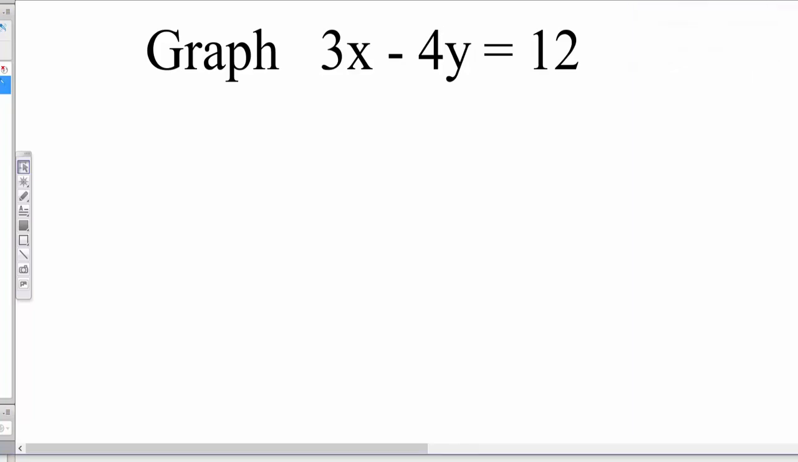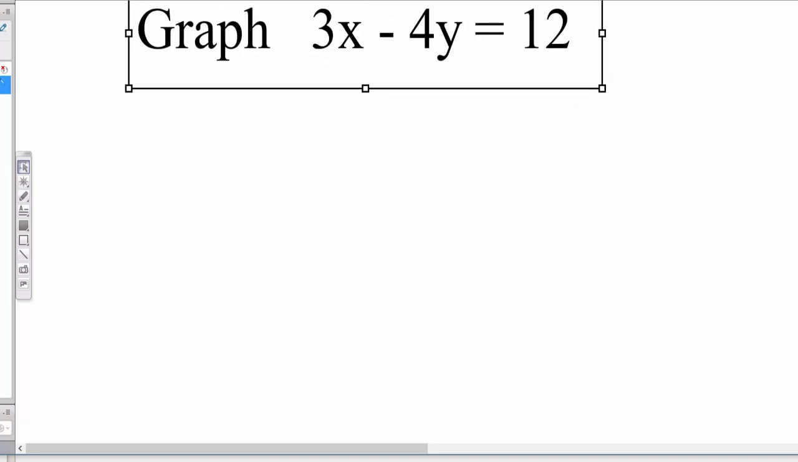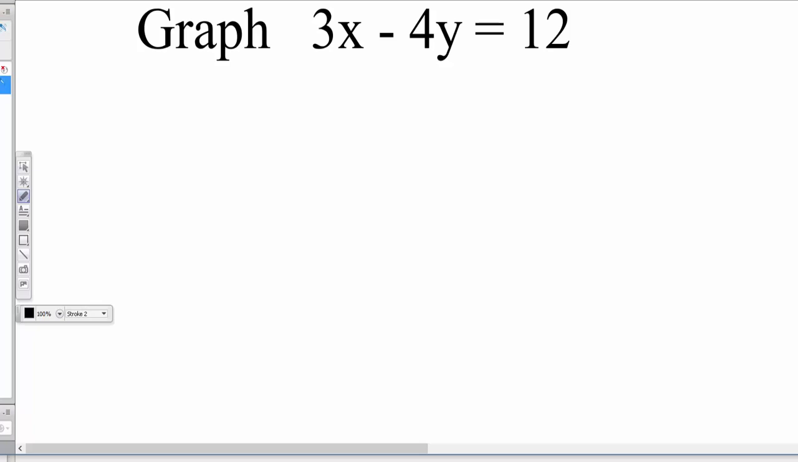Okay, so this video is going to cover how to graph a linear equation. So when it comes to graphing a line, the first thing that we really want to make sure that we do is put it in the proper form. And by the proper form, I mean slope-intercept form, which looks like this: y equals mx plus b.